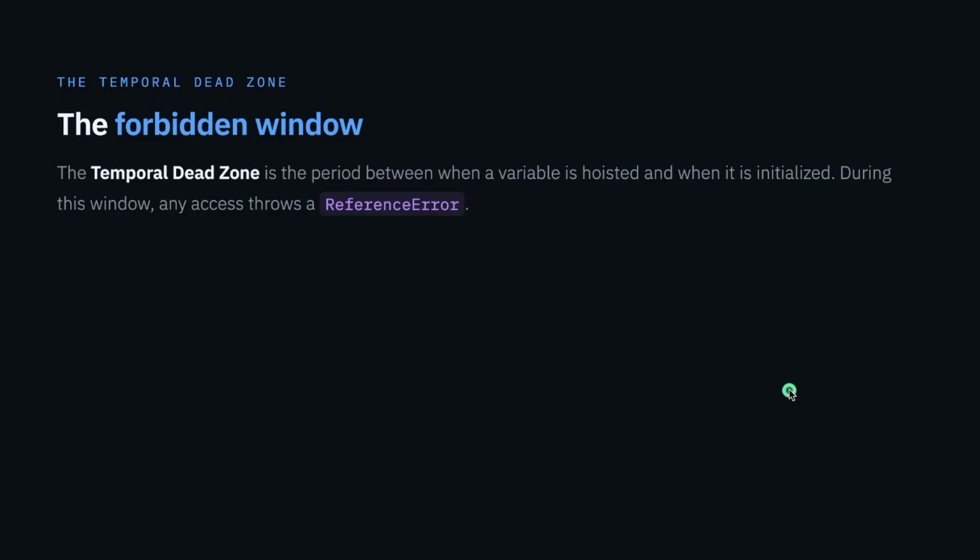So at this point, we have understood what scope is and what hoisting is. Let's now understand the temporal dead zone, which is a very important topic. The temporal dead zone refers to a forbidden window between when a variable is hoisted and when it is initialized.